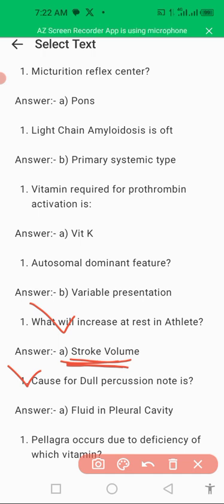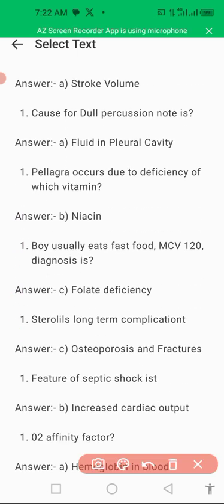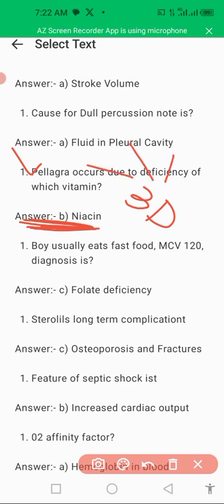Cause of dull percussion is fluid in the pleural cavity. Dull percussion will be there, and in pleural effusion there will be stony dull percussion. And pellagra is niacin deficiency. Pellagra occurs because of niacin deficiency. The 3Ds we remember: dementia, dermatitis and diarrhea.